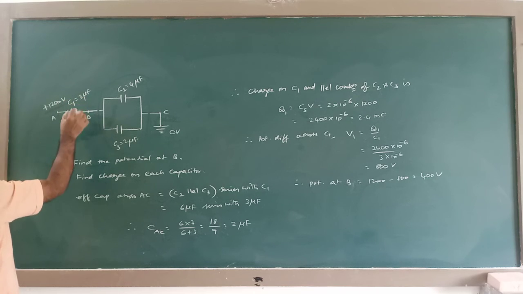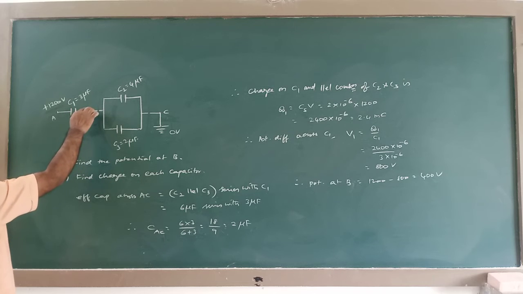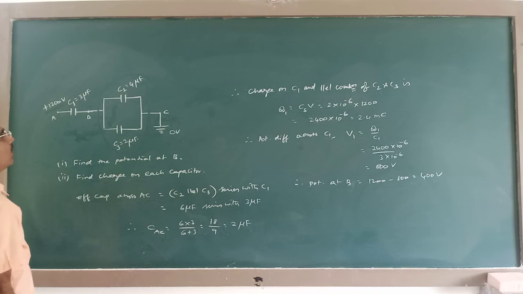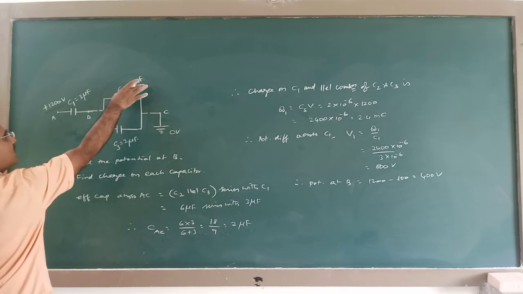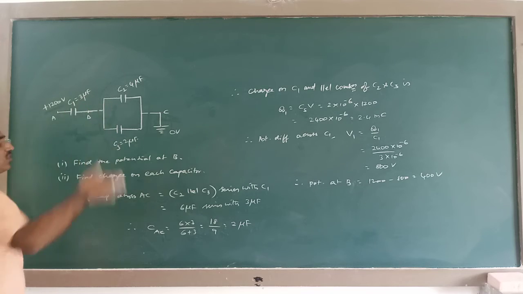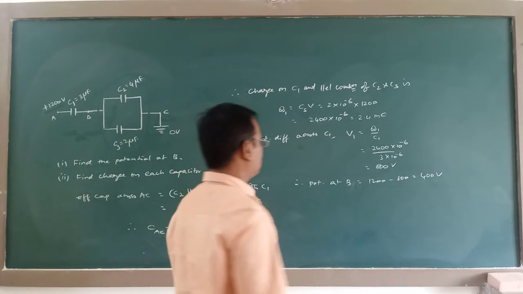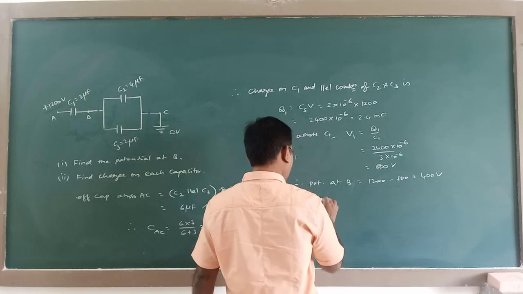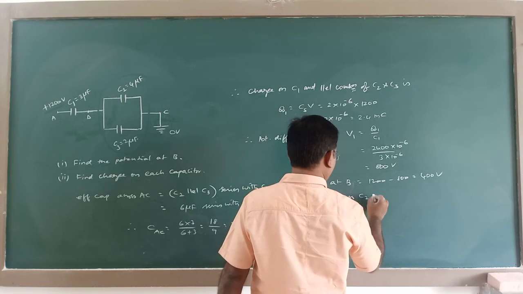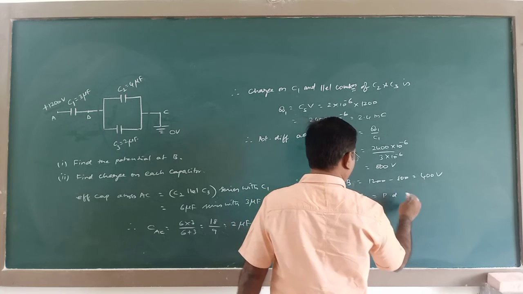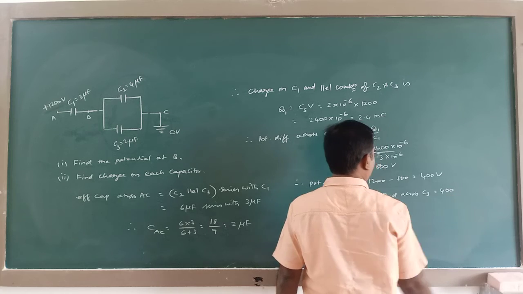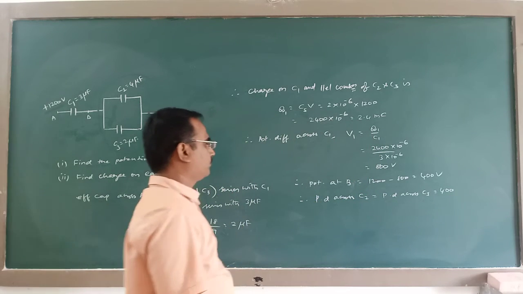400 volt. So to make this potential difference 800, here the potential should become 400. So from here to here 400 is there. So the potential difference across C2 is 400 and the potential difference across C3 is also 400. Now you can find the charge on C2 and C3. The potential difference across C2 is equal to the potential difference across C3, which is equal to 400.